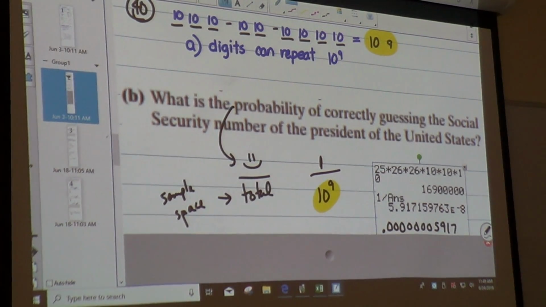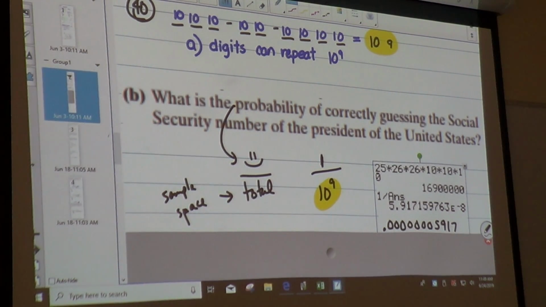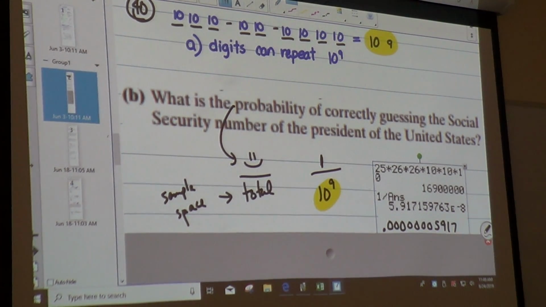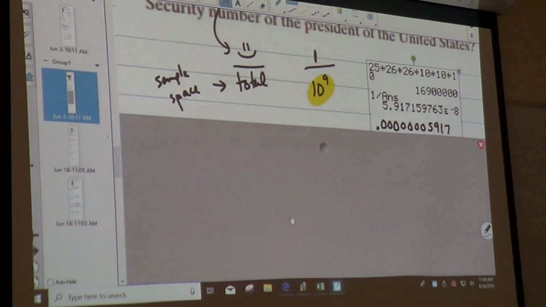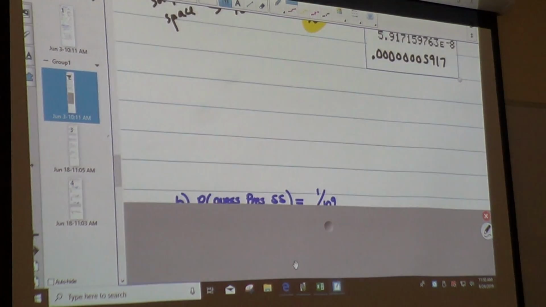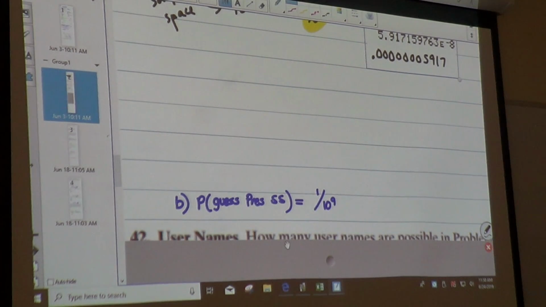Am I going to guess his Social Security number? No. That is pretty top secret. It's like moving so slow. Okay, there's that.